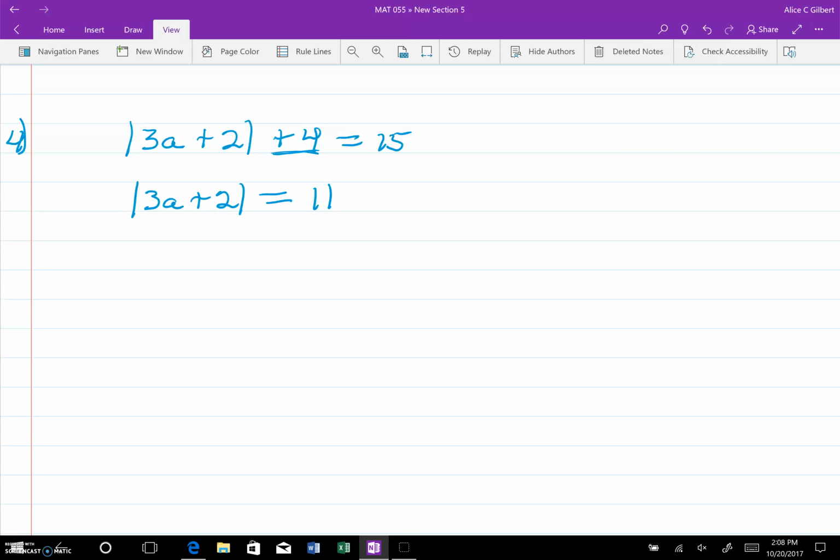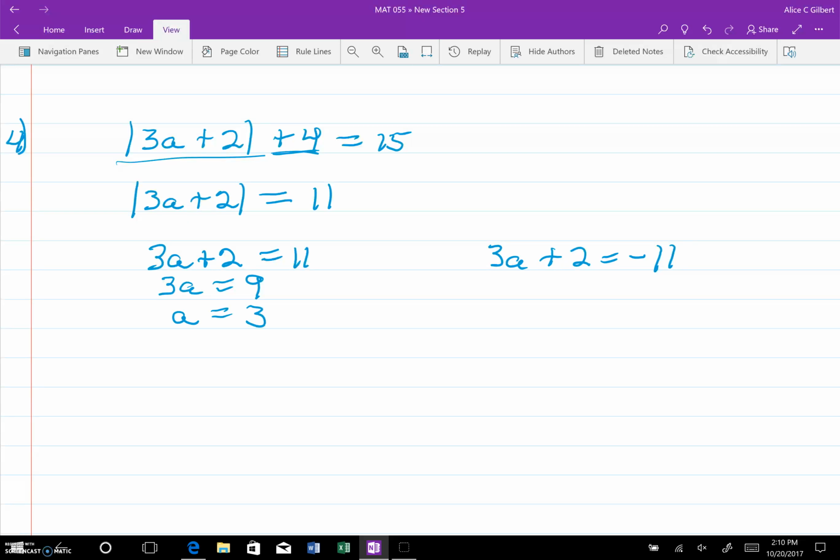Now I have one absolute value term on one side of the equal sign all by itself. And so I can go ahead and decide, am I going to do 2 or 1 equation? Well, equals means 2 equations. So I'm going to go ahead and do that. 3a plus 2 equals 11, and 3a plus 2 equals negative 11. Okay, so now I just do each of these. So first I'm going to subtract 2 and then divide by 3. That gives me a equals 3.